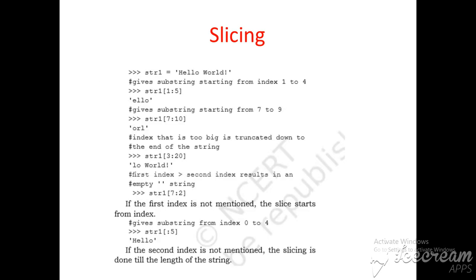Here, str1 is equal to "hello world". Slicing means, in the example, we write str1, then in square brackets we specify the starting and ending index, 1 colon 5. It starts the slicing from index 1 up to index 4. That means whatever upper limit is specified, we slice up to that minus 1.